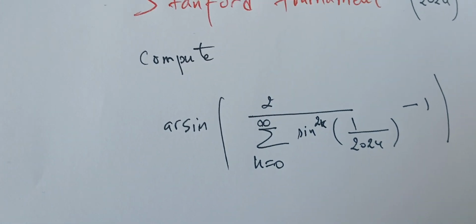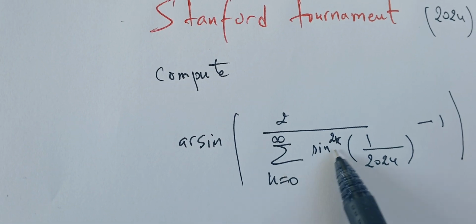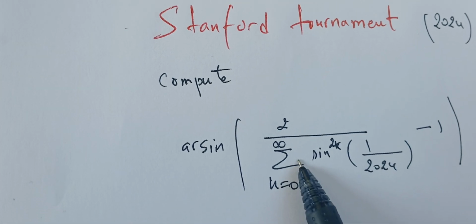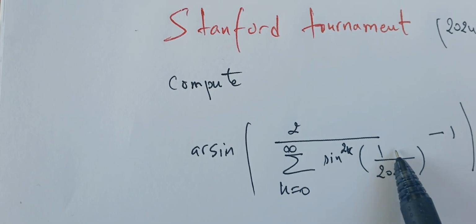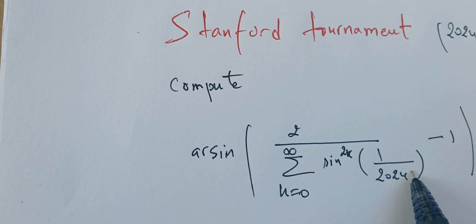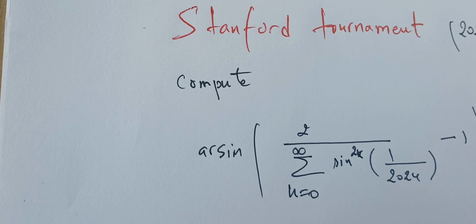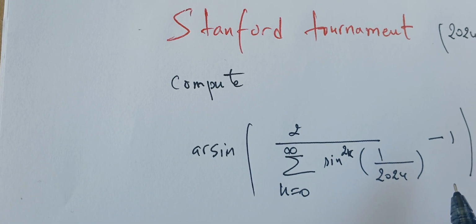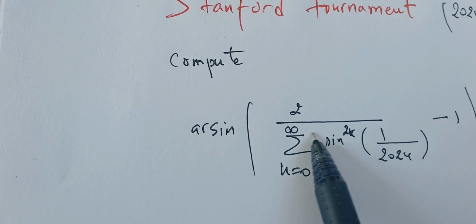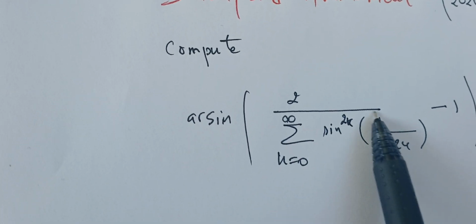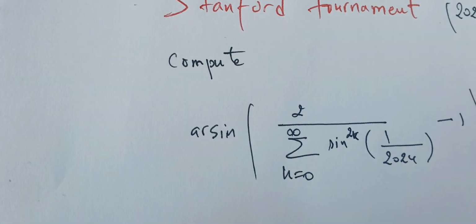Okay, one key idea is that we want to compute these 2 over the sum of this series. Okay, this series is never 0, because 1 over 2024 is very tiny and the sine is never 0. So the first thing that we're going to do is compute this sum here. I think this is my way of solving it. So I'm going to simplify this problem by first computing this sum.